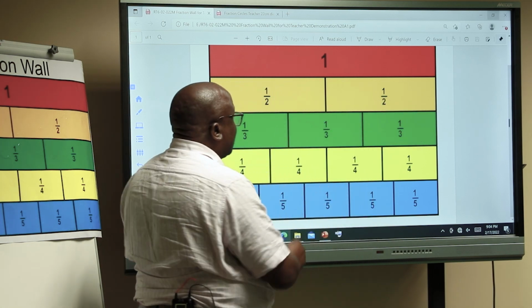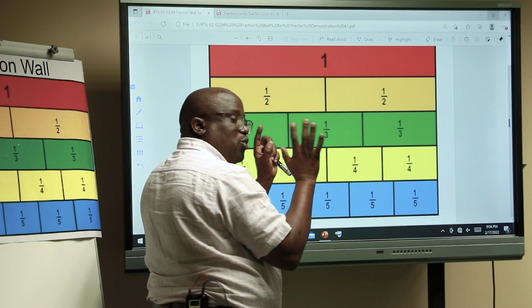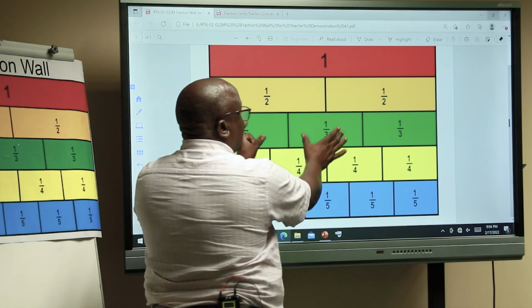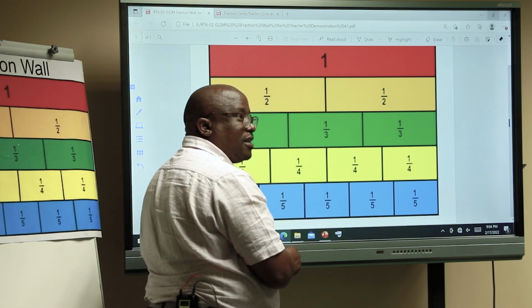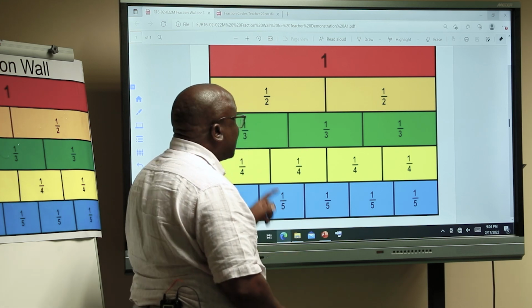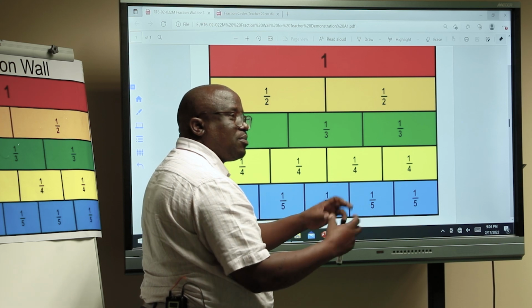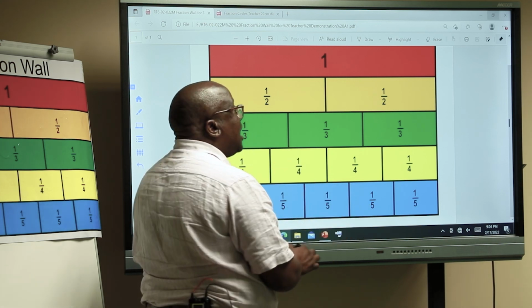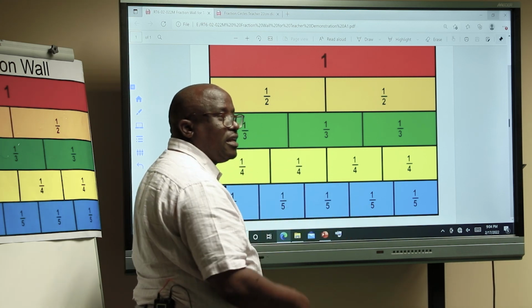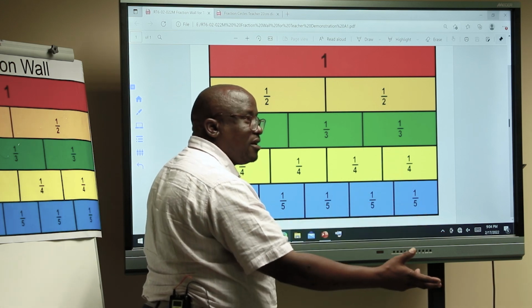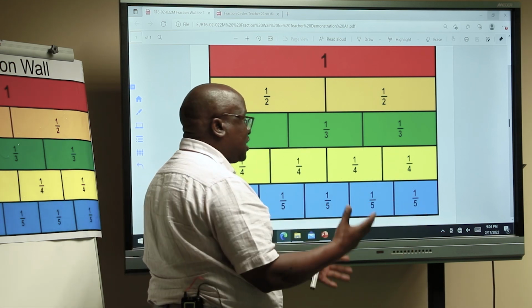And when you bring these two pieces together, before you introduce them to addition, they will tell you immediately that these are two beds. Because they've built the concept and they understand it. And then that's when you come in and say, now we are adding fractions. Because already you can see the foundation is there.